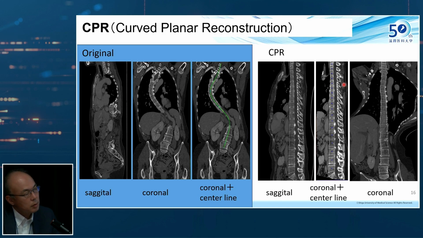And for the spine, there are some problems. There are some scoliosis cases. For their Vincent workstation, they have to get the center of the spine and make the curved planar reconstruction. If these are scoliosis cases, we can get a very straight spine image.